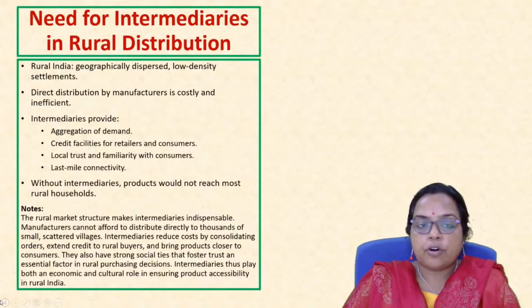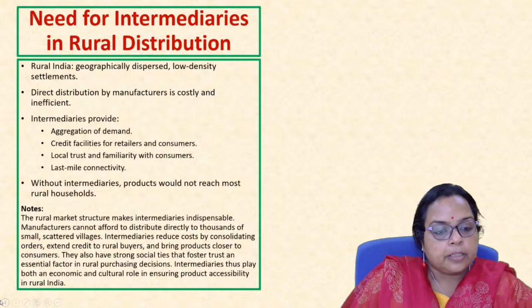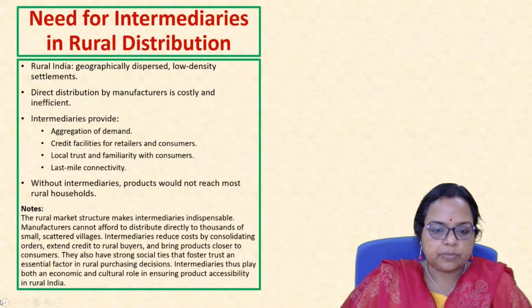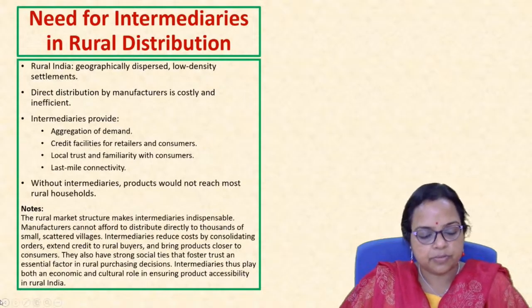And what is the need for intermediaries in rural distribution? Why does a rural marketer need intermediaries? The rural market structure makes intermediaries indispensable. They cannot avoid or ignore the intermediaries. Why? Manufacturers cannot afford to distribute directly to thousands of small, scattered or dispersed villages.